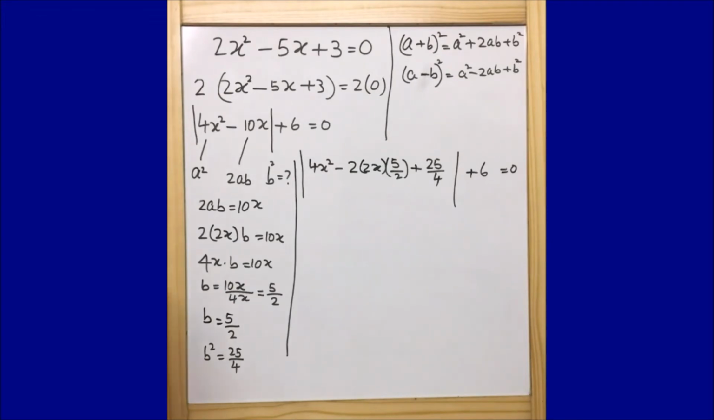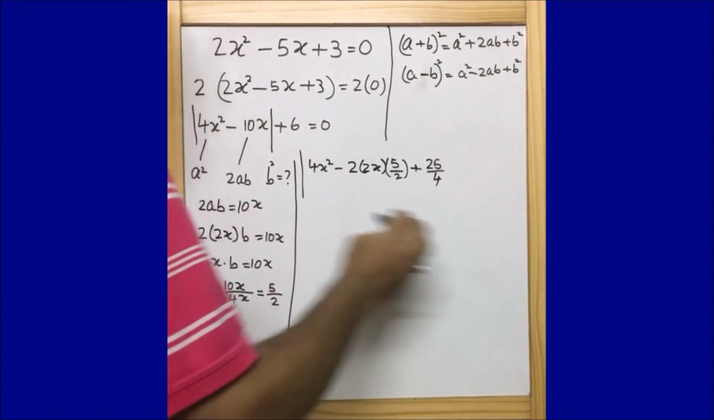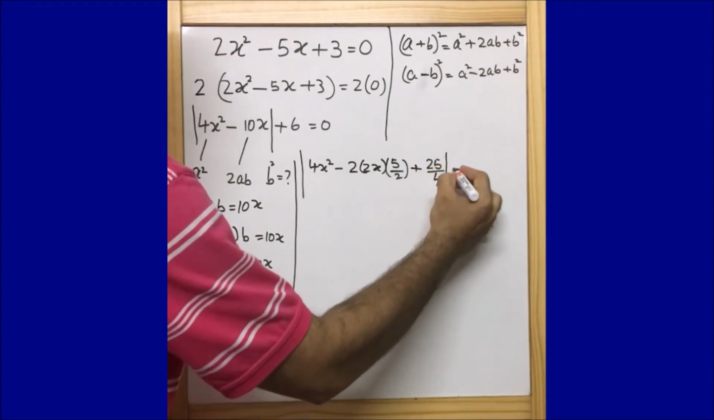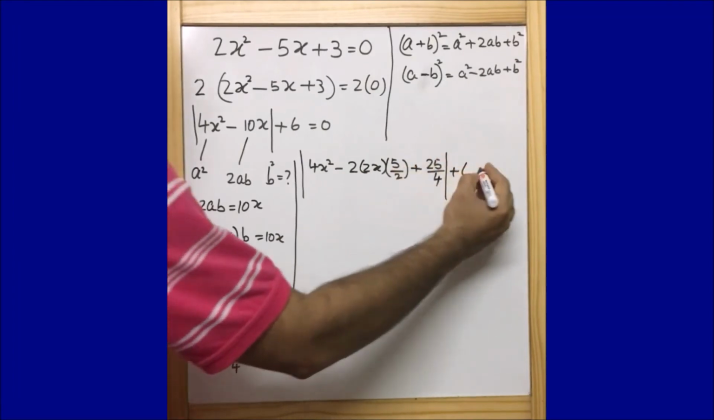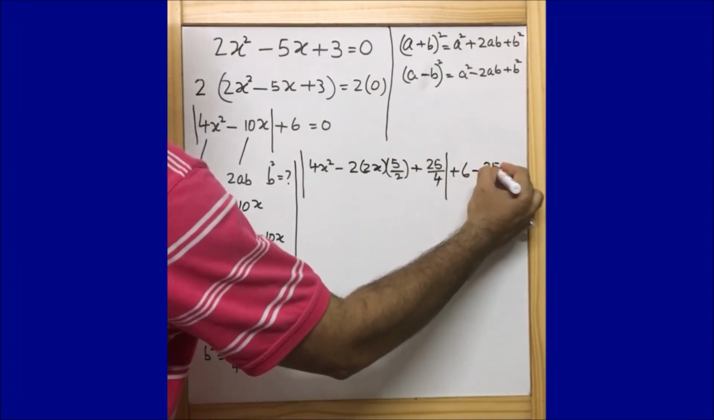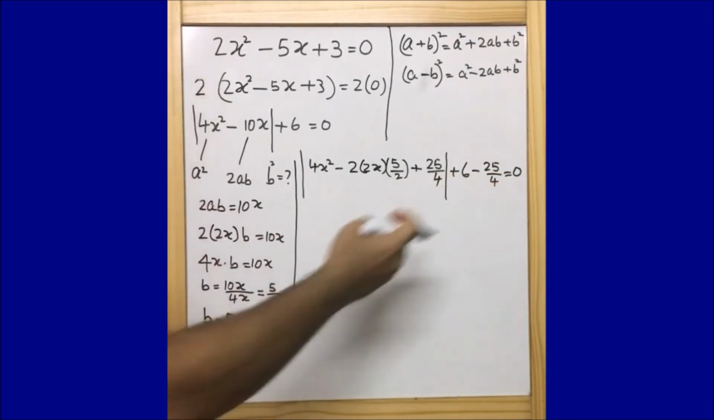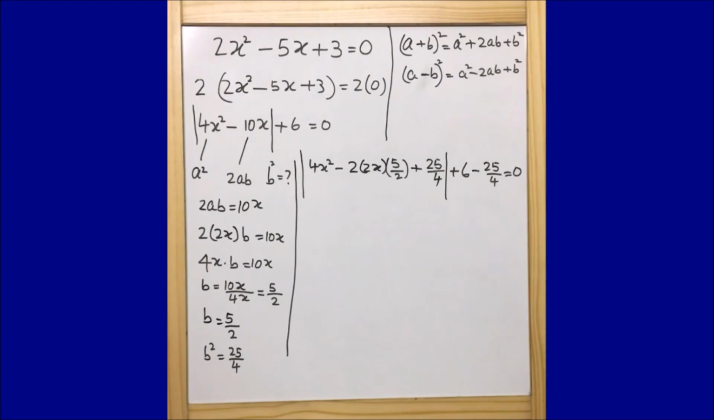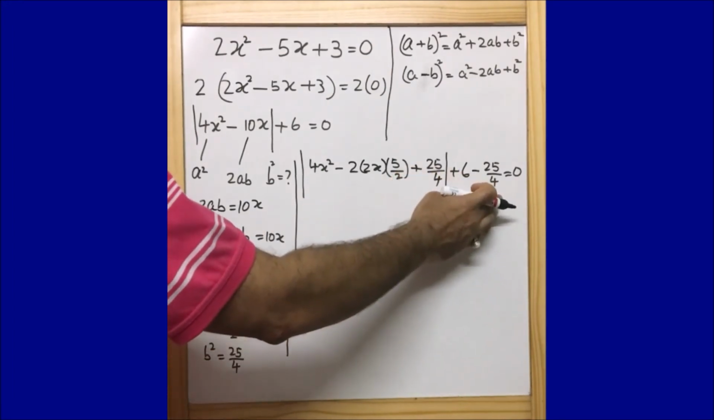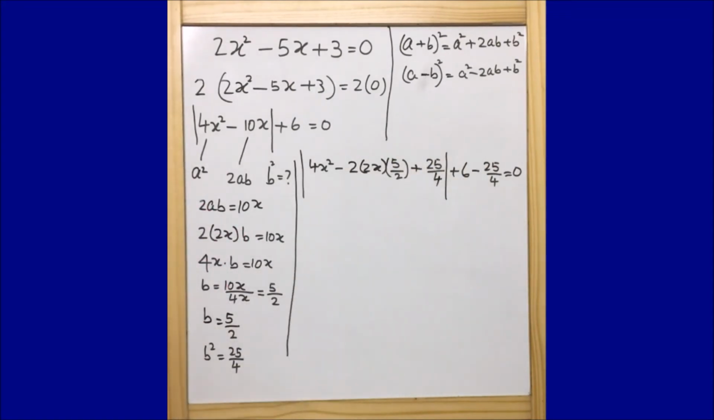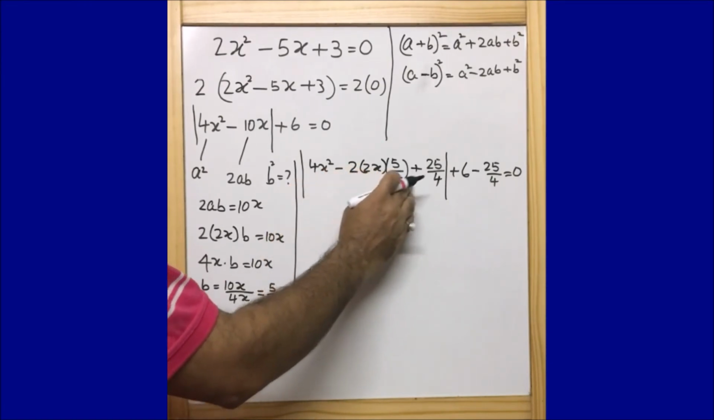So if I am adding something extra, then I should also deduct that extra. Here I have added 25 by 4, so I am also subtracting 25 by 4, that is equal to 0. So plus 25 by 4 and minus 25 by 4 has no impact. It becomes 0. That's the reason, as I have added 25 by 4, I am also subtracting 25 by 4. Now guys, you could see that we got a perfect square here, like 4x squared minus 2ab plus b square.